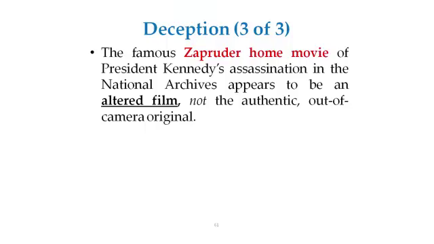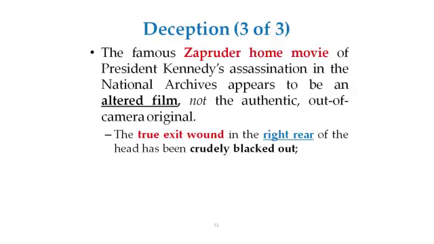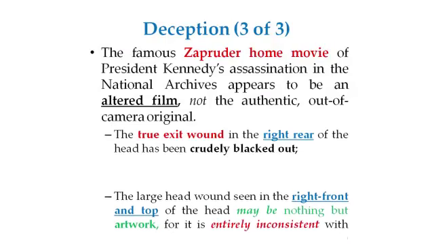Now, I've concluded that the famous Zapruder home movie appears to be an altered film, not the authentic out-of-camera original. The Zapruder film is admittedly the hottest topic within the JFK research community, so you are going to get my own personal conclusions about the status of this film, based on my 3 years of work with the Assassination Records Review Board, where I was the point person for all Zapruder film matters, and based on additional study that I've conducted during the decade following the shutdown of the review board.